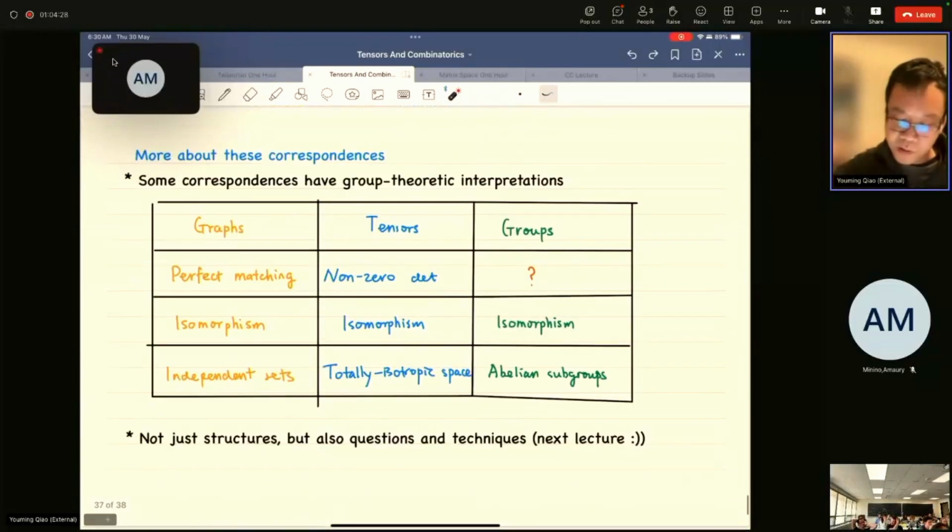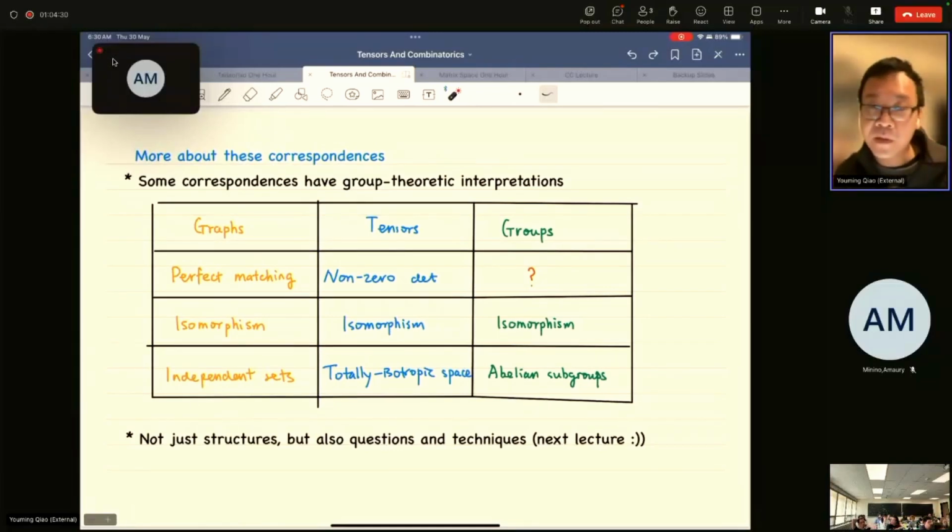Just as a spoiler alert, and James, Pete, you guys know much better than me, you can extend these correspondences between graphs and tensors to groups. Okay? So this one I'm not exactly sure, but as an algorithm it's pretty clear. You can start from graphs, build tensors, and then you can start from tensors and build groups. James will give you the construction if you're asking. And you also have correspondences of isomorphic notions of graphs, tensors, and groups.